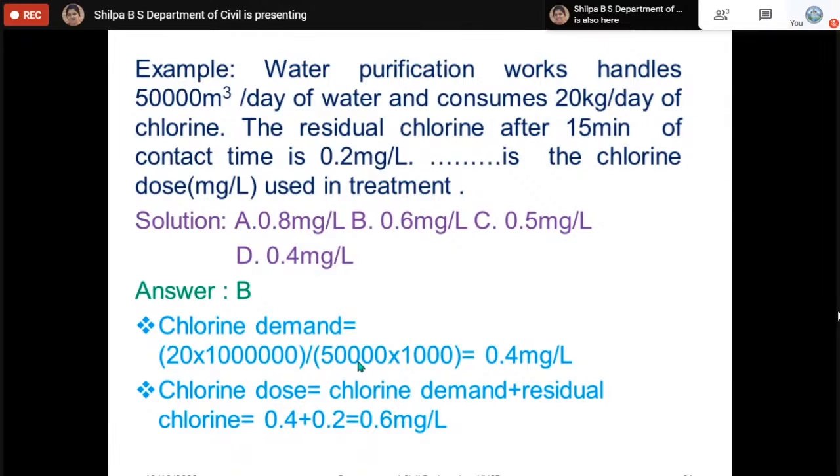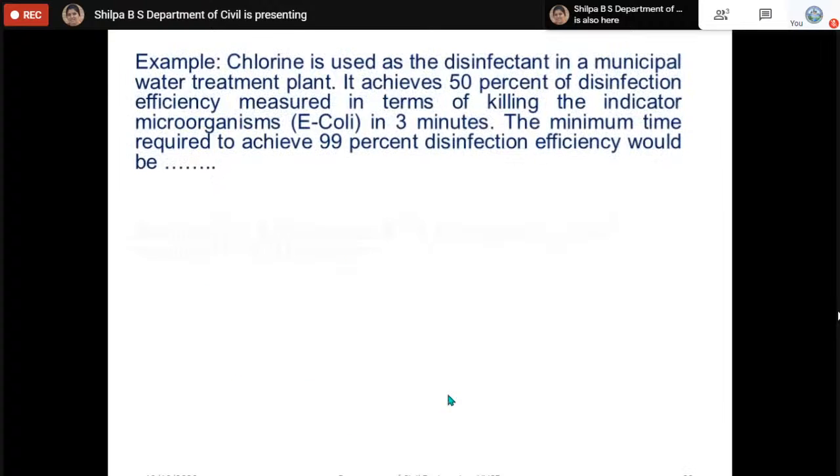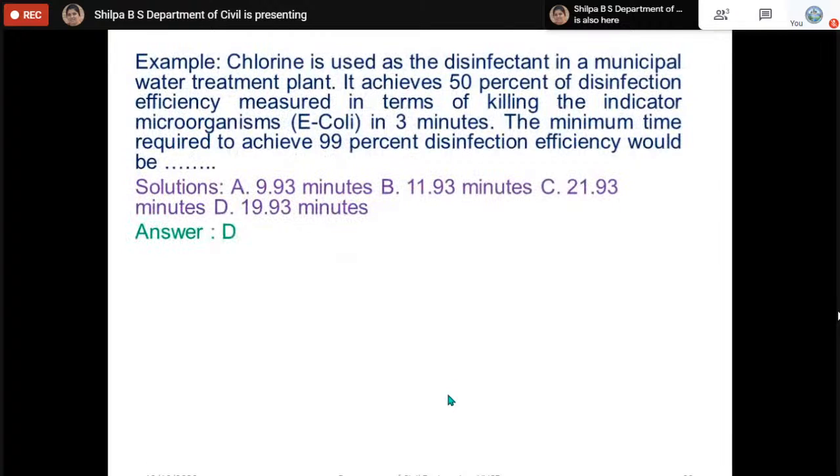So the quantity of the chlorine that is being added divided by the flow of water, we will get the chlorine demand as 0.4 milligram per liter. And they have also given that after certain contact time, it is giving a residual concentration of 0.2. So that we also need to add along with the chlorine demand. So the total chlorine dose will be chlorine demand plus residual chlorine, that is 0.4 plus 0.2, 0.6 milligram per liter.